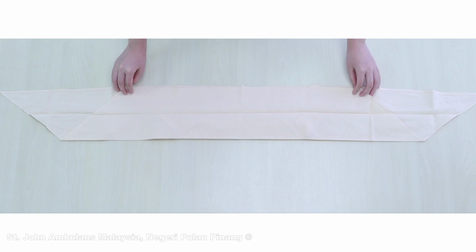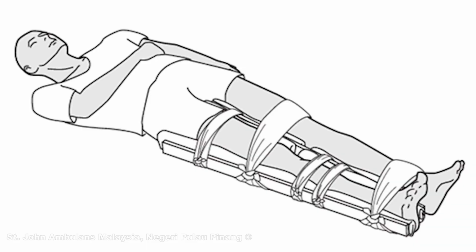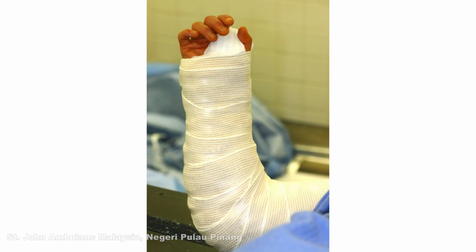The bandage can be folded as narrow bandage or broad bandage to immobilize and support a limb, or to secure a splint or bulky dressing. After knowing the function of triangular bandage, let us learn how to secure a triangular bandage.